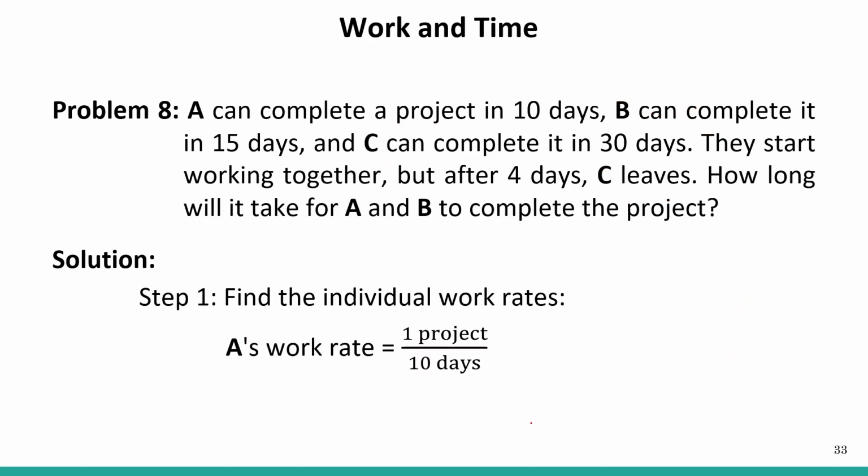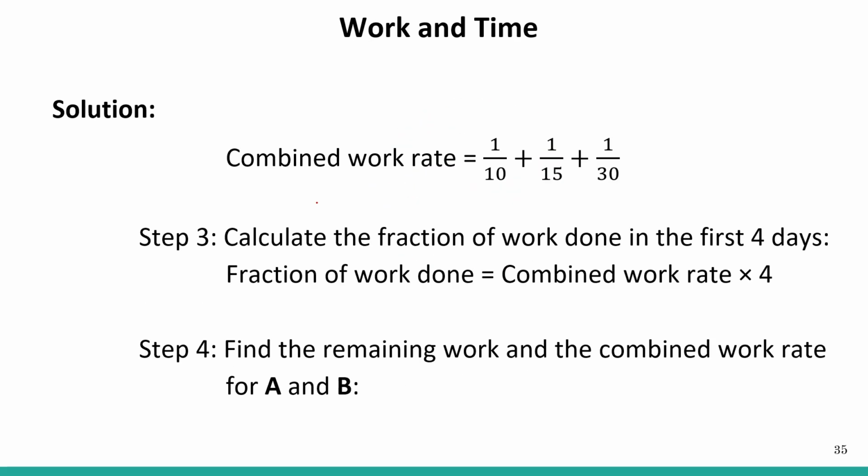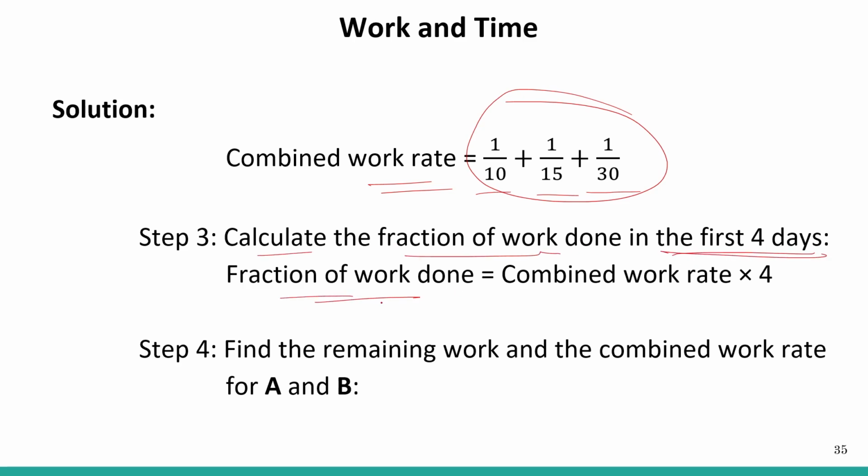So let's see the step-by-step solution. In step 1, what we do is we found the individual work rates. That is, A's work rate is equal to 1 by 10, then we found B's work rate is 1 by 15 and C's work rate is 1 by 30. So the combined work rate will be 1 by 10 plus 1 by 15 plus 1 by 30, right? Then calculating the fraction of work done in the first 4 days: the fraction of work done will be the combined work rate into 4.